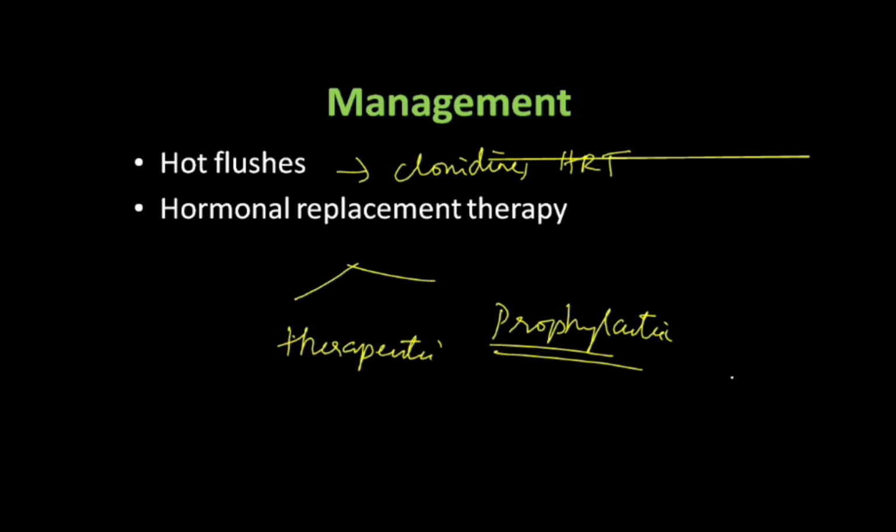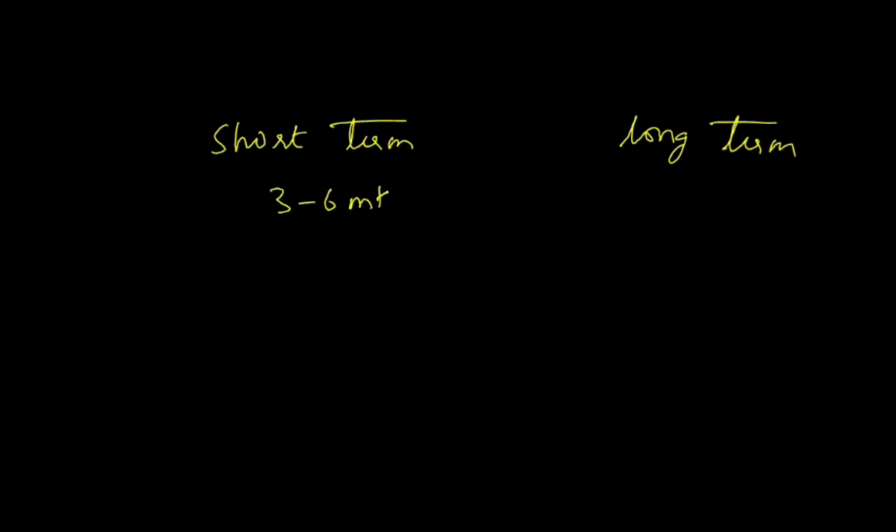Women with symptoms, or who are developing osteoporosis, can all be given therapeutic hormonal replacement therapy. Now, this hormonal replacement therapy can be given for short term and for long term. Short term is given for a duration of 3 to 6 months. Long term should not exceed 8 to 10 years. So you can give it to a maximum of 10 years, not beyond that.